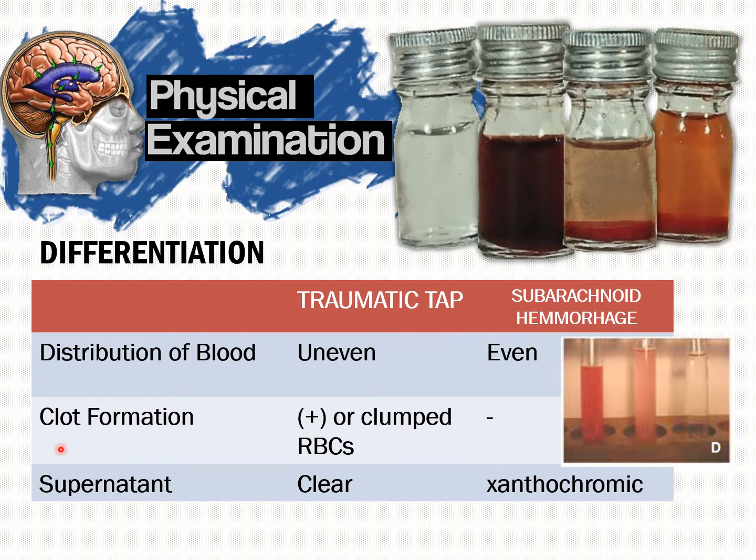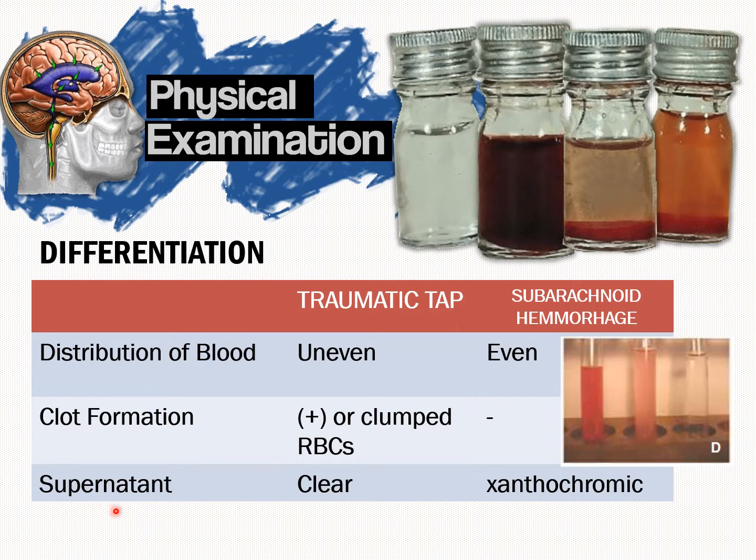Okay? There's also a test called clot formation. In a traumatic tap, it will form a clot because there is fibrinogen. Traumatic tap means blood vessels have been hit. There are blood vessels that were hit by the doctor, thus causing blood to appear in the CSF. So it's like the CSF is contaminated with blood coming from the blood vessels. Since the blood contains fibrinogen, it will clot. But in subarachnoid hemorrhage, since the bleeding is within the subarachnoid space, there would be no clot because there's no fibrinogen in a normal CSF.